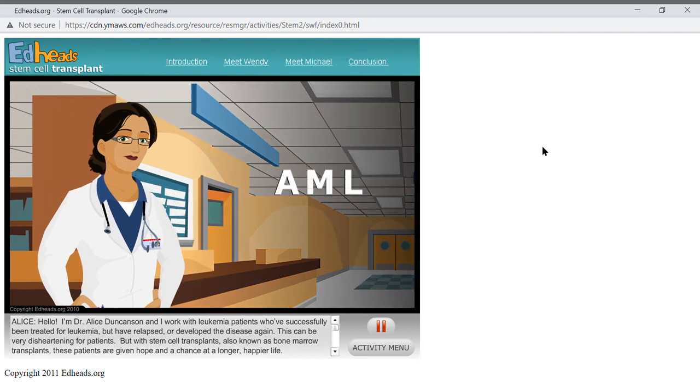I've been working with two patients that have been diagnosed with AML, or acute myeloid leukemia. Sadly, they've both recently had a reoccurrence of their disease. I'm hoping to help them with a stem cell transplant.